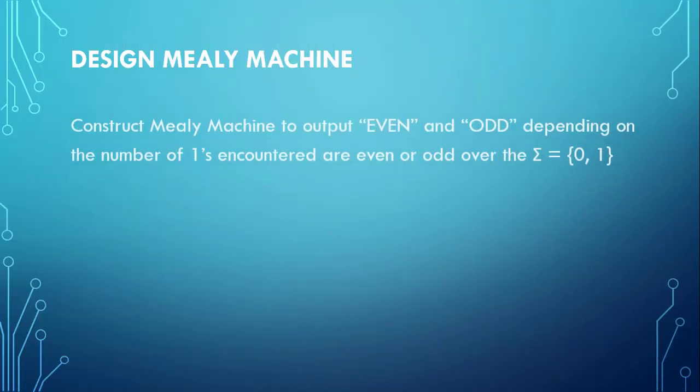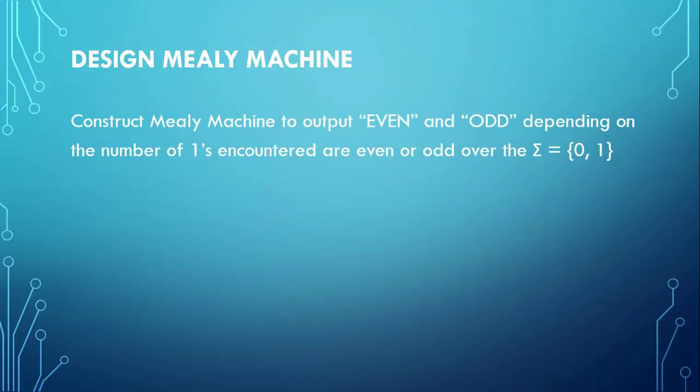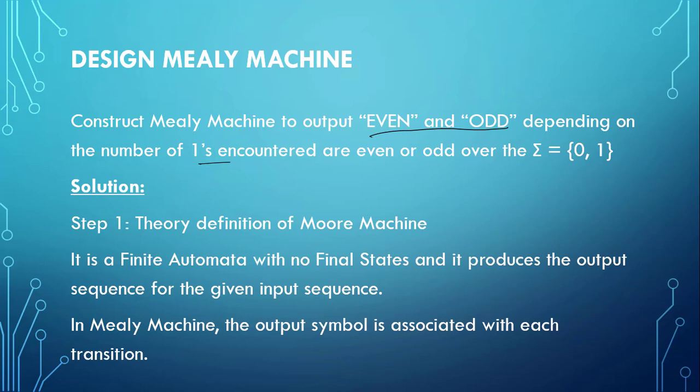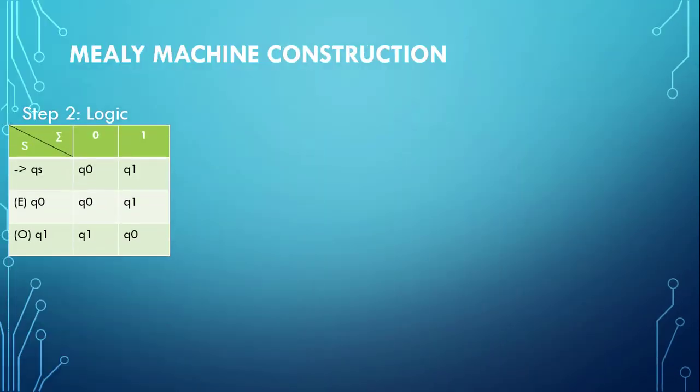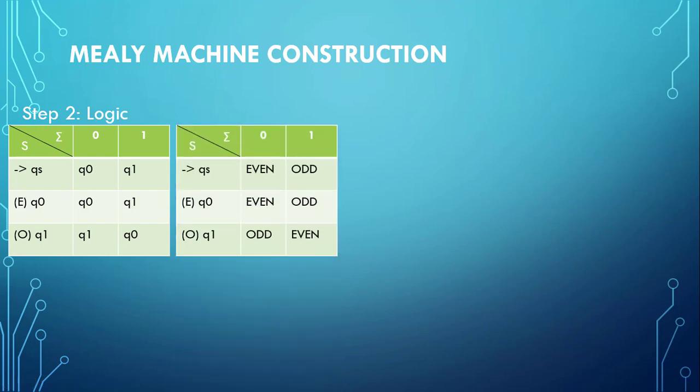Let us look at another example. Construct a Mealy machine to output even and odd, depending on whether the number of ones encountered is even or odd. In the solution, step number 1 is the theory or definition of the Mealy machine. In the logic, we will have even and odd numbers of ones occurring in our input string. So we have QS, then Q0 counting the even number of ones and Q1 counting the odd number of ones.